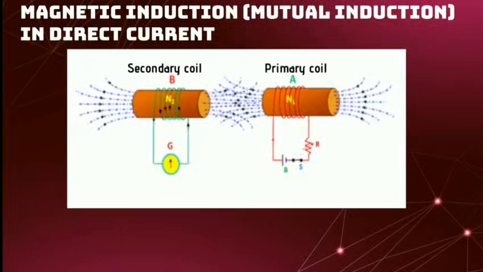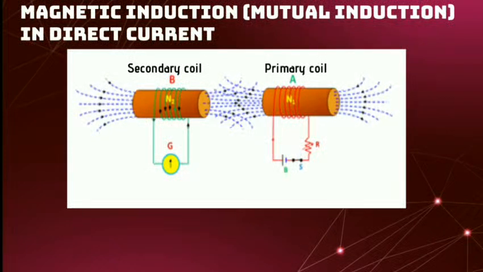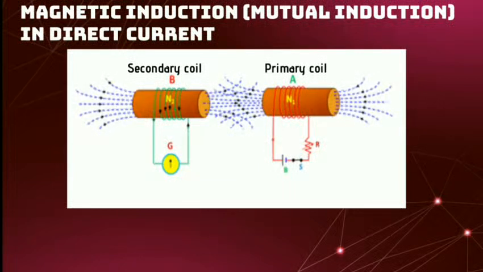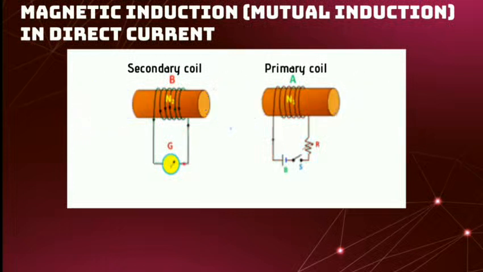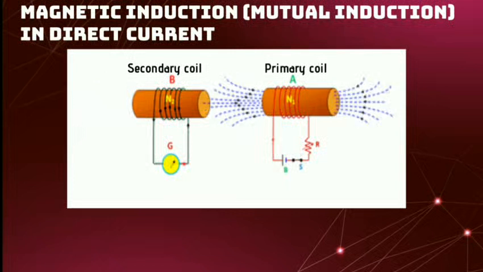You will observe that the needle of the galvanometer instantly jumps to one side and just as quickly returns to zero, indicating there is a momentary current in coil 2, or the secondary coil. Now disconnect coil 1 from the battery and you will observe that the needle moves momentarily but in the opposite direction. It means now the current flows in the opposite direction in the secondary coil.